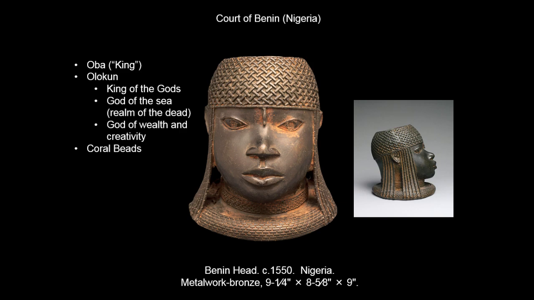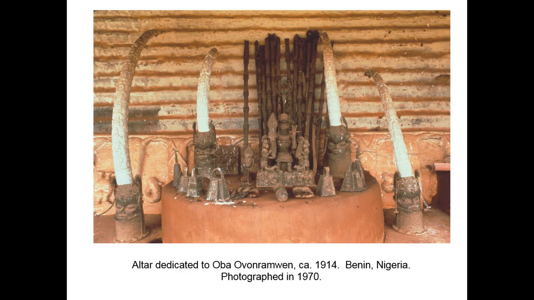Now, one of the things also to know about this Oba head is that this would have been created after the Oba had died. Whenever the Oba's son would take over, one of his first duties as the new Oba was to create and commission a head of his father and then put it together on an altar dedicated to his memory. And I'm going to show you an altar right here. So this is an altar dedicated to the memory of one of the Obas.